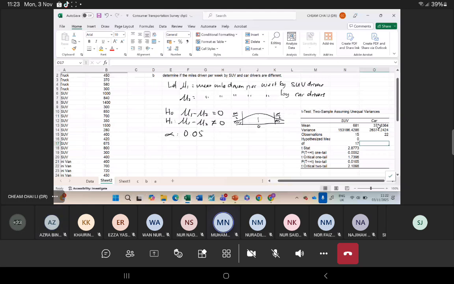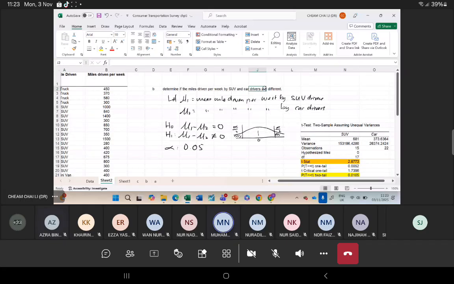Huh? Why do we take two tails instead of one tail? Because we look at the question, right? The question is to determine whether the two are different. So if the two are different, you have to put a not equal sign in your alternative hypothesis. With this not equal sign, that means in your bell-shaped distribution, you have two tails. When there are two tails, you read only the two tails.